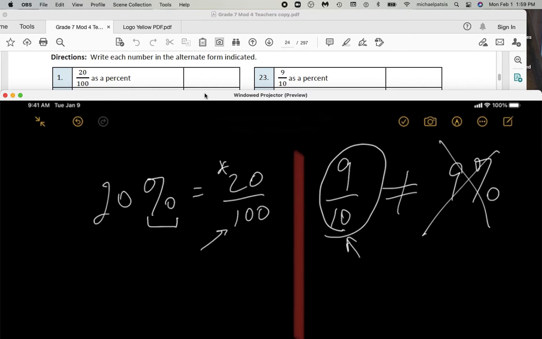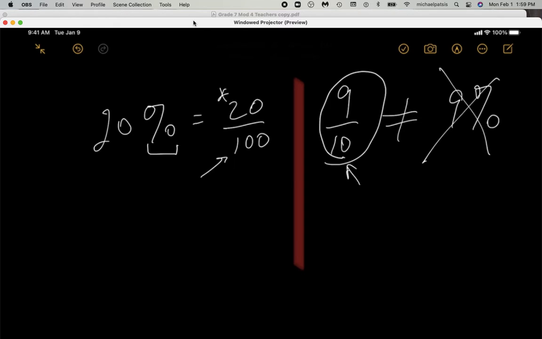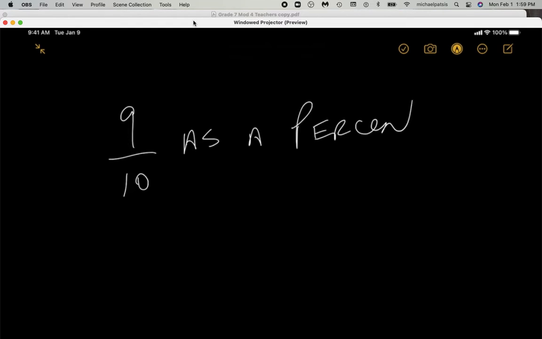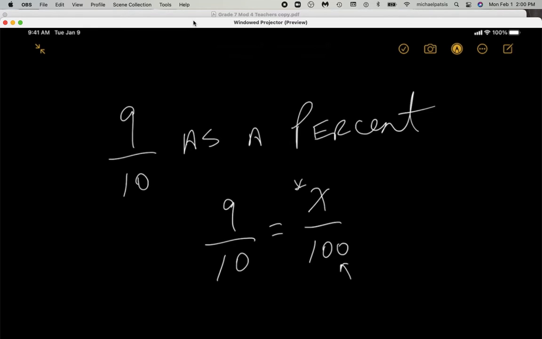Okay, how do we do that? All right, let's rewrite this. Originally, they want 9 over 10 as a percent. What we do is we take the fraction and we set it equal to x over 100. So whatever this x becomes, we know it's a percent. How do we know that? Because it's being divided by 100.